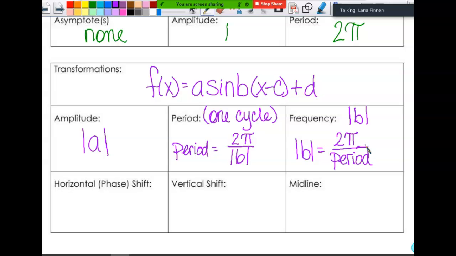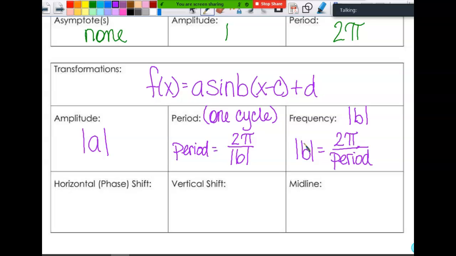If you are given a function like this and you're trying to figure out the period to graph it, this is what you would have to do. If you are given a graph and you need to write this, then from the graph you're going to easily be able to figure out the period, and then you would have to do this to get B. So they're the same thing if you notice. It's just like which part are you looking for?